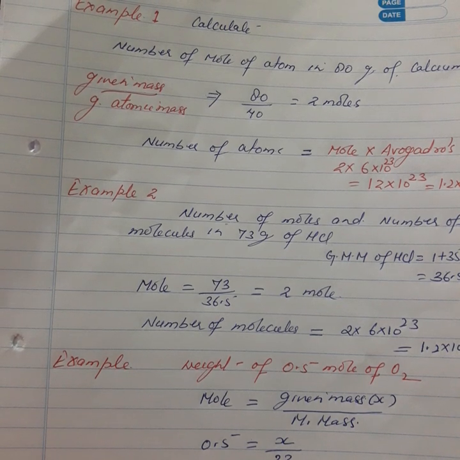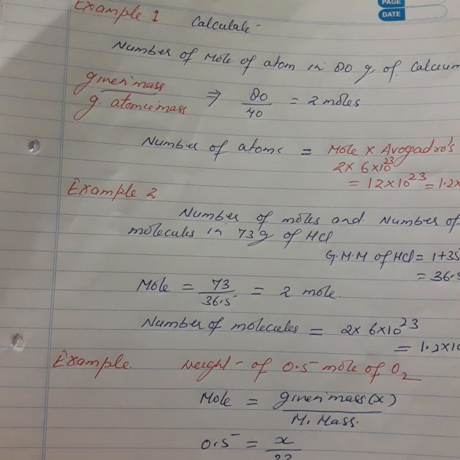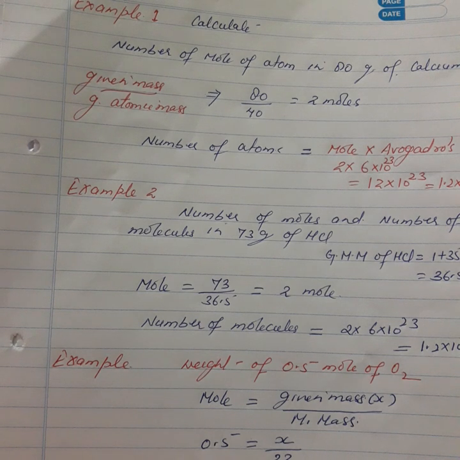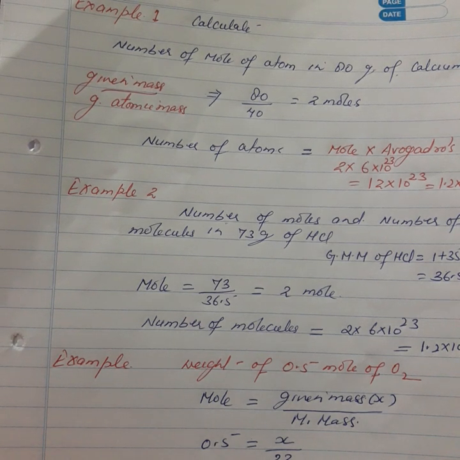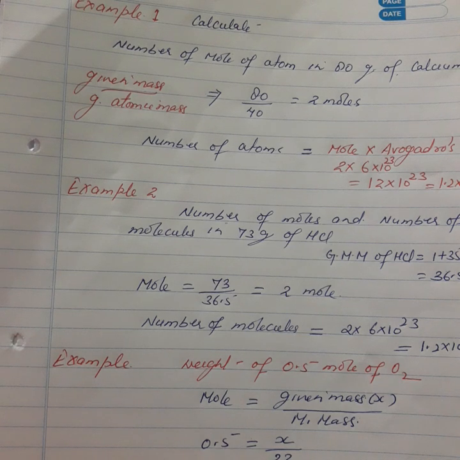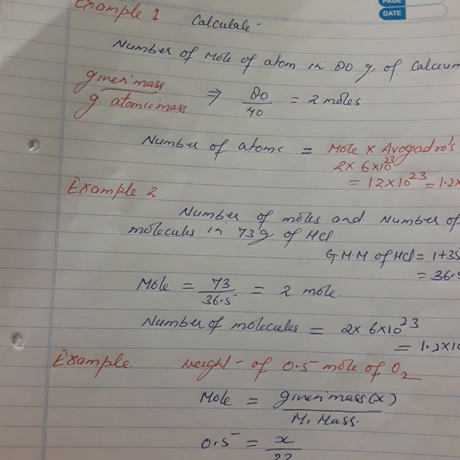Okay. Then how to calculate number of atoms? Number of atom is equal to mole into Avogadro's number. So we have calculated here 2 moles, 2 into Avogadro's number. Now for calculation we will use only 6 into 10 to power 23. So mole into Avogadro's number. 2 into 6 into 10 to power 23 is equal to 12 into 10 to power 23 is equal to 1.2 into 10 to power 24.